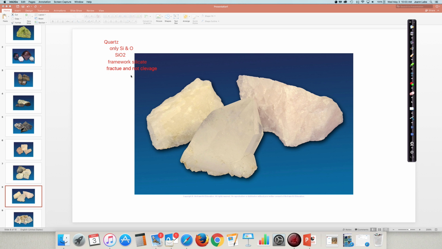Fracture means that there are no planes of weakness, so it just breaks randomly, and so the surface looks very, very bumpy. This one in the front is a crystal form, which makes prisms, but the two in the back are not in crystal form, they're just massive, and they have bumps on their surface. So they have fracture and not cleavage.